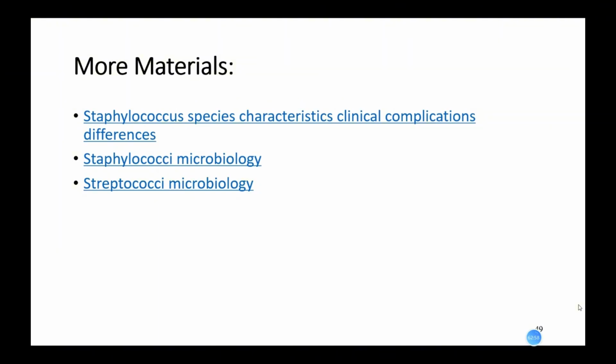Okay. So that's the gram-positive cocci. We introduced Staphylococcus and also Streptococcus.